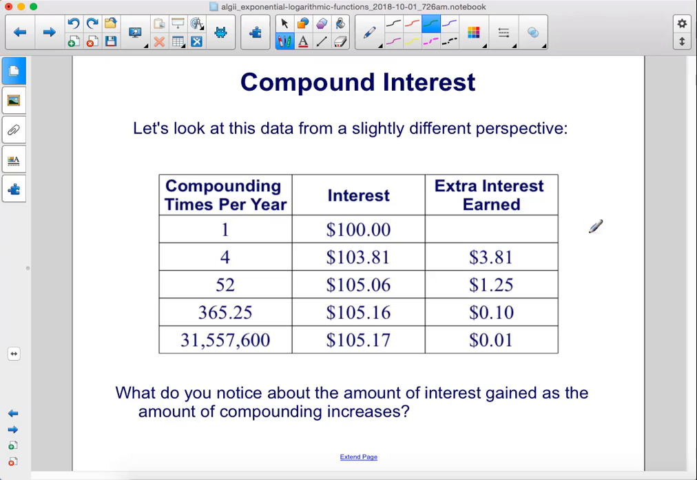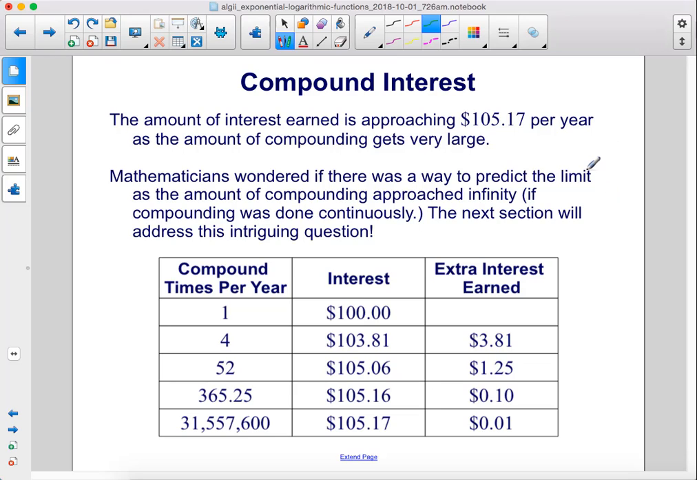Let's look at this data from a slightly different perspective. So if we just look at how many times we compound per year and the extra interest earned, what do you notice about the amount of interest gained as the amount of compounding increases? The amount of interest earned is approaching $105.17 per year as the amount of compounding gets very large.